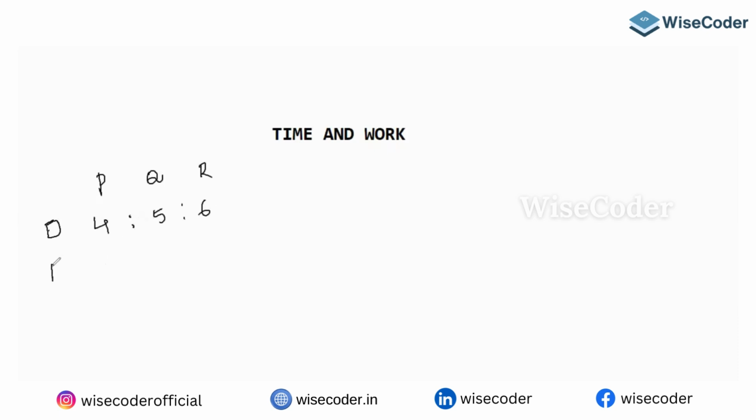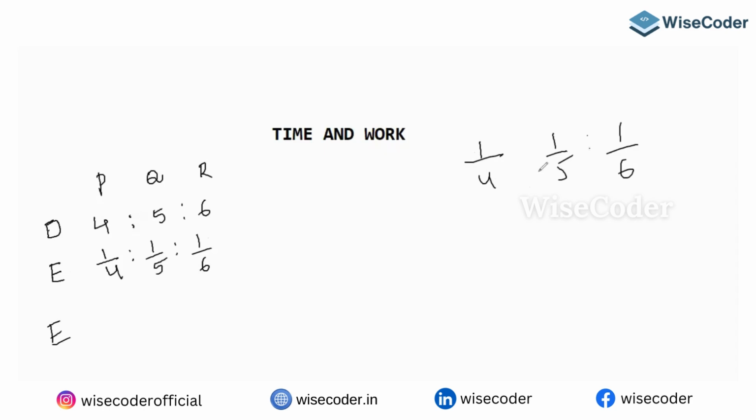What is the criteria? Efficiency. What is the efficiency? It is the inverse: 1/4, 1/5 and 1/6. So let me write here 1 by 4, 1 by 5, 1 by 6. What is the LCM? 6 5s are 30, and 60 is the LCM.